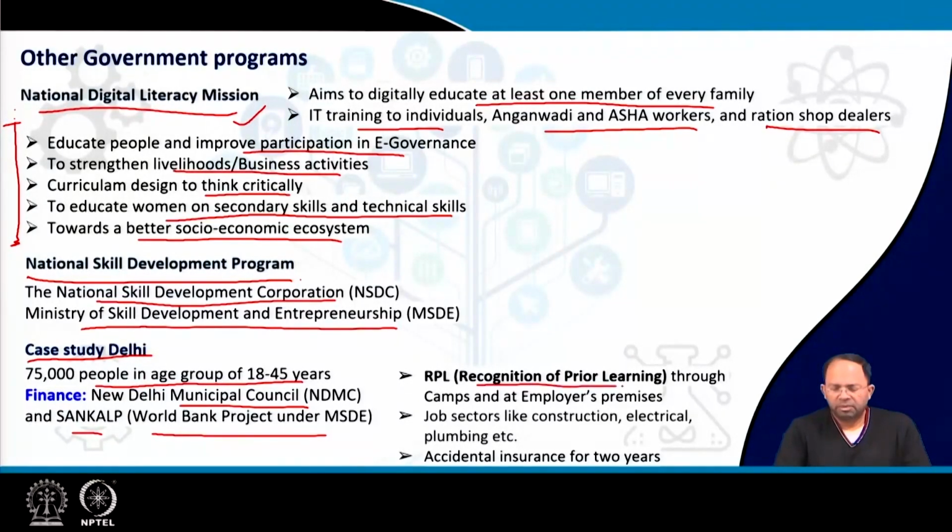So our recognition of prior learning, RPL, is conducted through camps, through conduct of particular camps, and particularly at employers' premises. These are conducted so that these people are trained by the employer and eventually they get a job with those particular employers. Job sectors are like construction, electrical and plumbing. And finally, trainees are also given accidental insurance for 2 years. So this kind of training programs are part of the national skill building programs, and these also provide vocational training to the people in the urban areas.